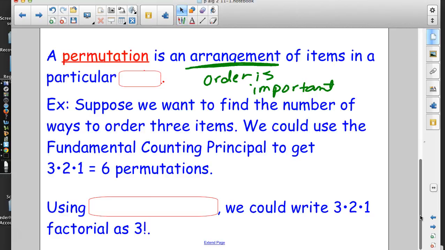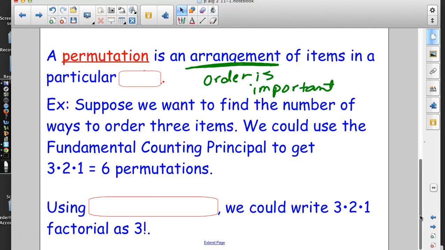I'm going to give you an example. If you're running in a race and there are going to be ribbons for first, second, and third place, obviously you would prefer to have first place over second place, and second place over third place. So order would be important to you.